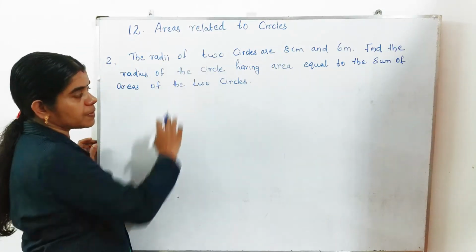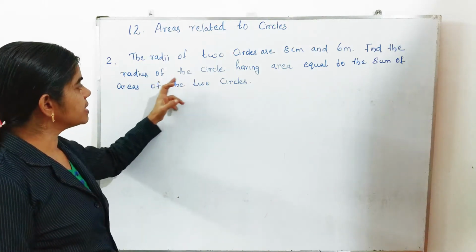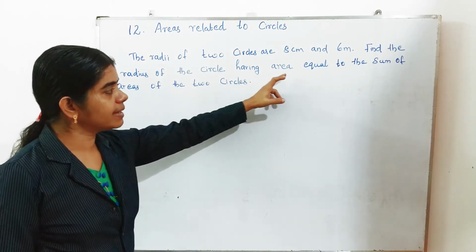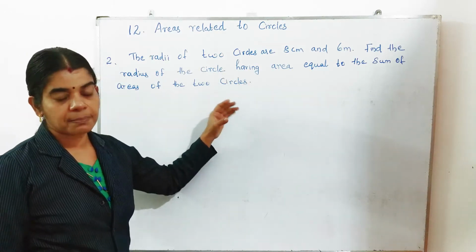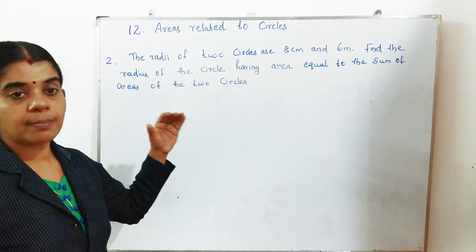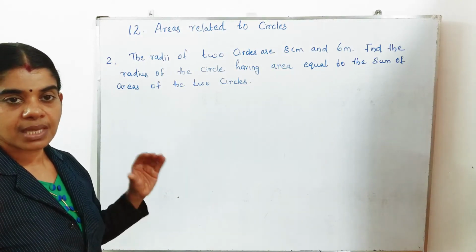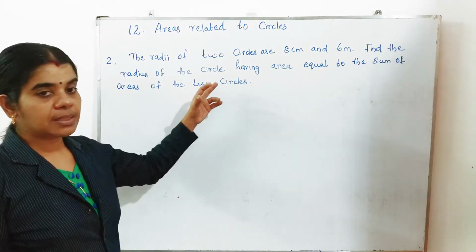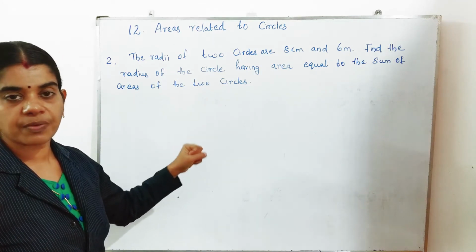The radii of two circles are 8 centimeter and 6 centimeter. Find the radius of the circle having area equal to the sum of the areas of the two circles. In the previous question we discussed the perimeter. Sum of the perimeters equal to the perimeter of a new circle. That new circle's radius we want to find out.